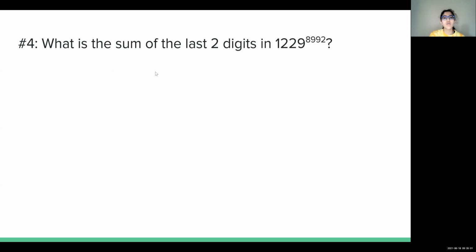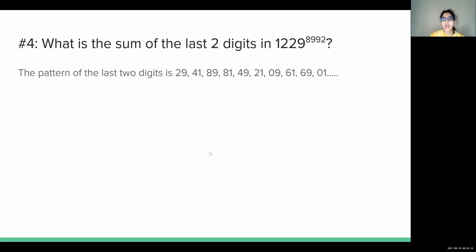And then problem 4. What is the sum of the last 2 digits in 1,229 to the power of 8,992? So in the chat, please type your answers. I'm seeing lots of 5s, and that's the correct answer. However, I saw many people had gotten it incorrect in the homework.